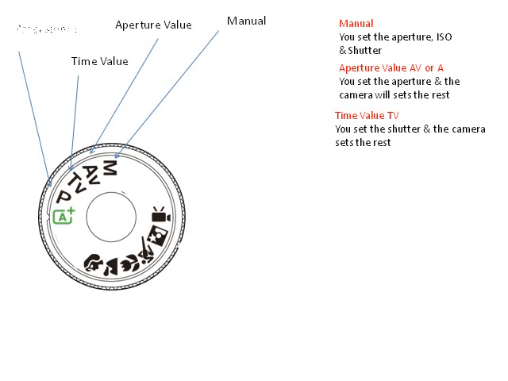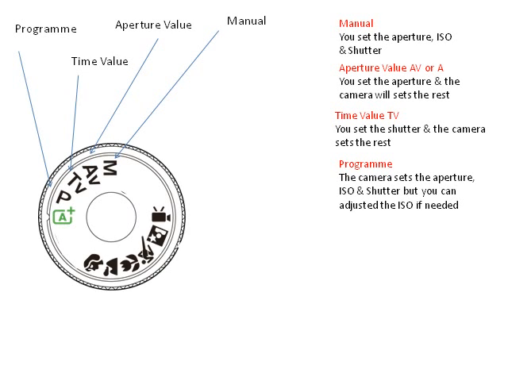P, again self-explanatory, it's fully programmed, but it will give you the flexibility to change your ISO. Changing your ISO is basically changing the sensitivity of your memory card.